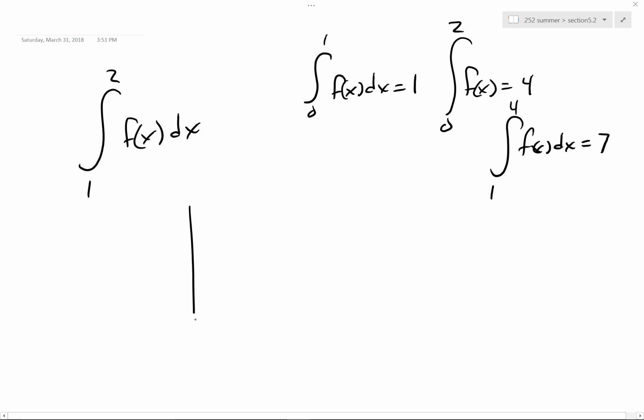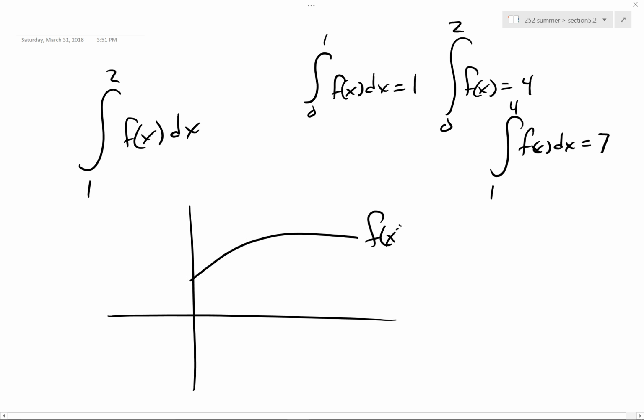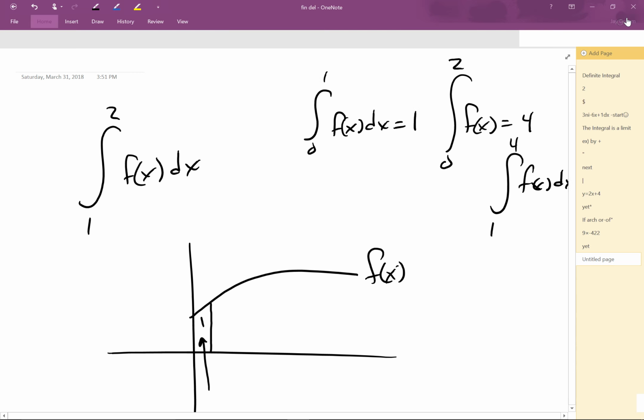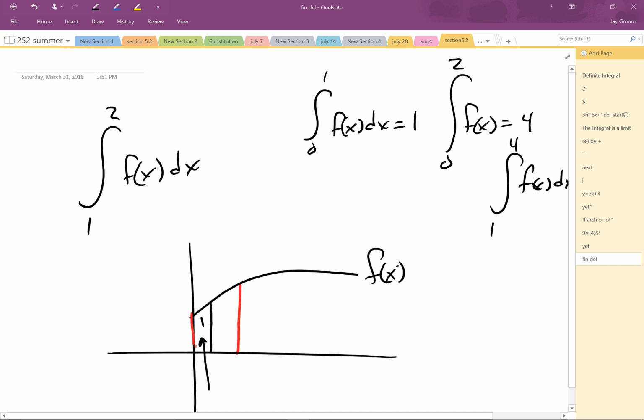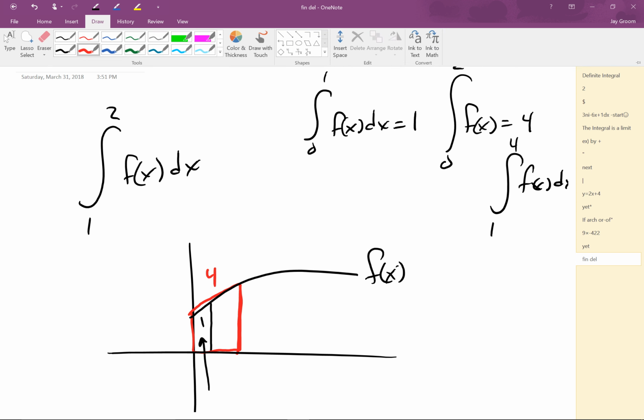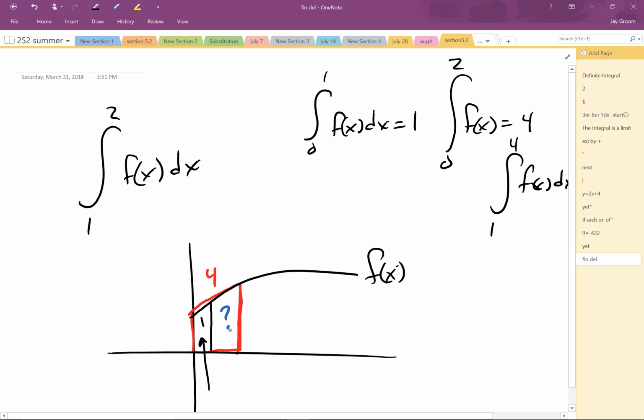Well, somebody might rightly say, hey, look, there's my f of x, whatever. And I know that from 0 to 1, this region in here is 1. And I know that from 0 to 2, this region now is 4. So then the question is, what is in there? Okay. Well, most people go, oh, it's 3. And they're right. It is 3.